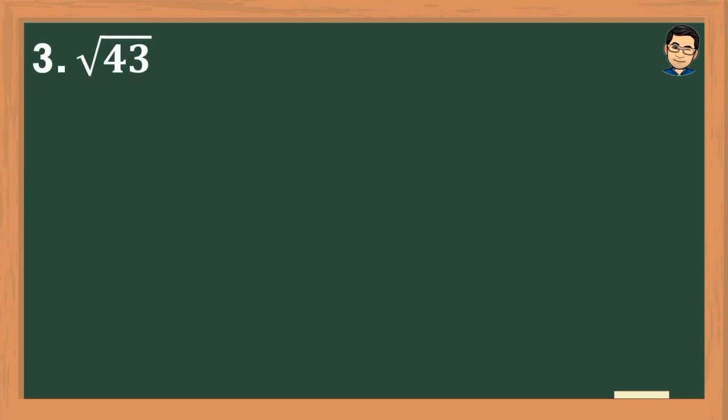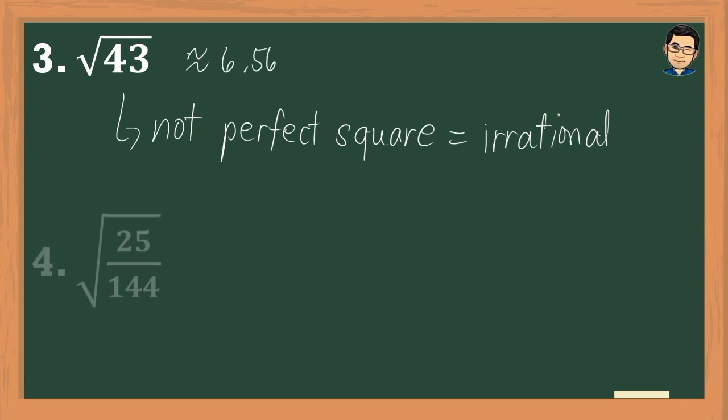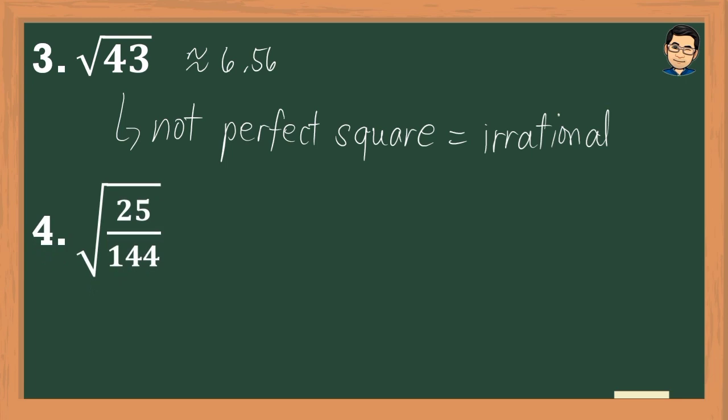So let's have number 3, the square root of 43. So 43 is not a perfect square. So kapag po not perfect square, it means yung principal root po is irrational. Pero kahit na irrational siya, pwede natin kunin yung approximate value ng square root of 43, and that is 6.56. Okay?